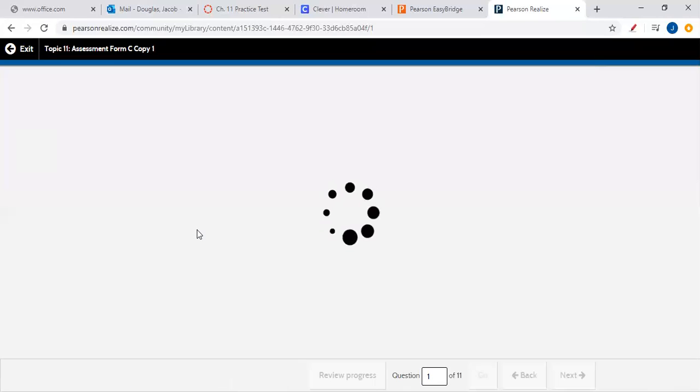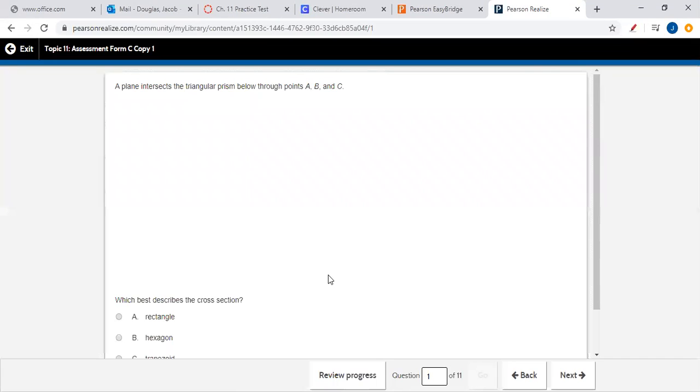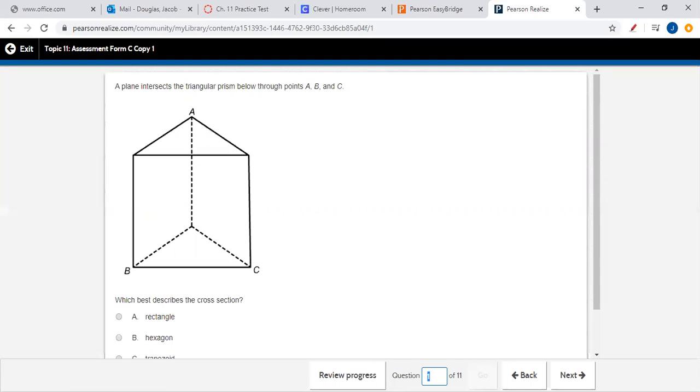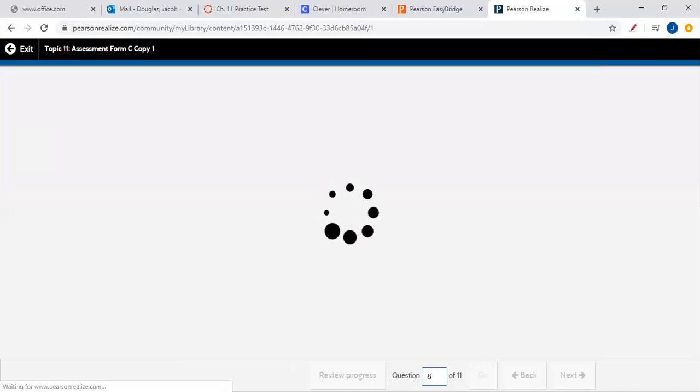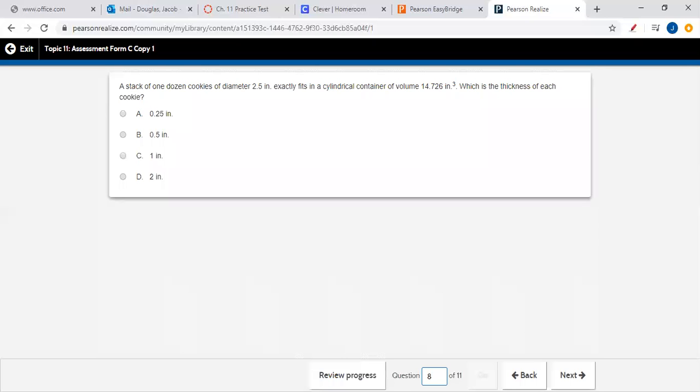Okay, well, we're back to the beginning of the test, but let me just jump ahead and get us back to question 8. Question 8 says a stack of 1 dozen cookies of diameter 2.5 inches exactly fits in a cylindrical container of volume 14.726 cubic inches. What is the thickness of each cookie?